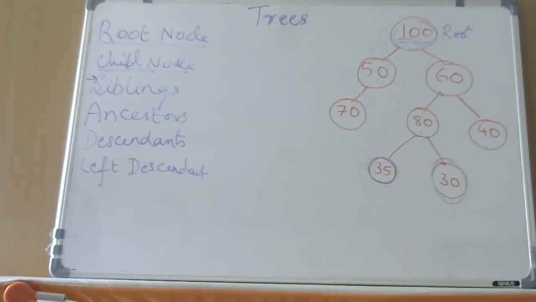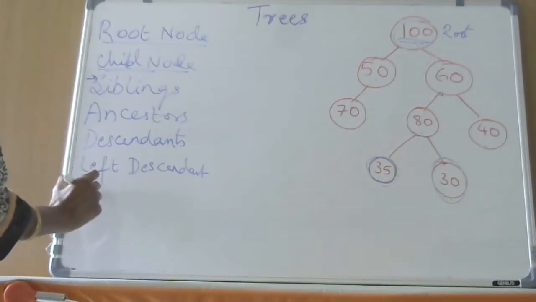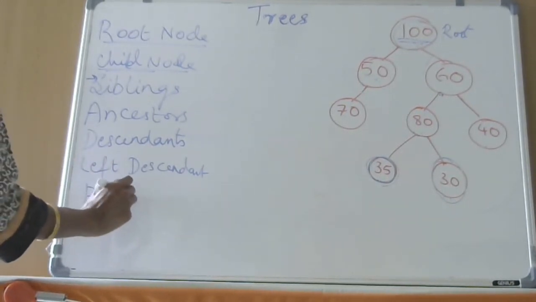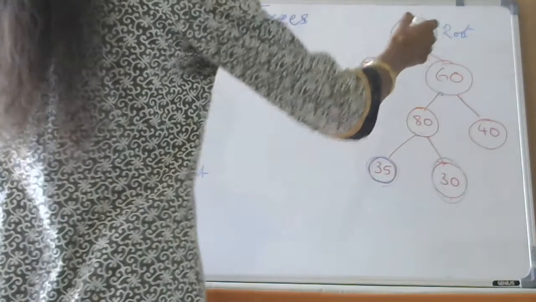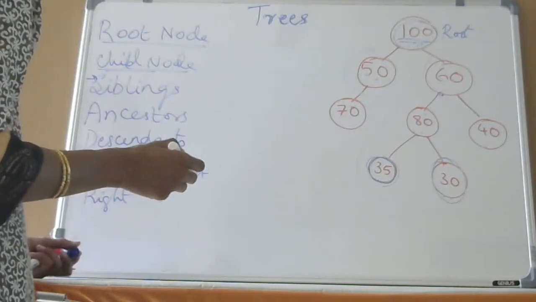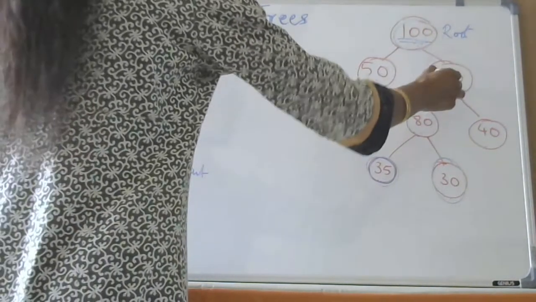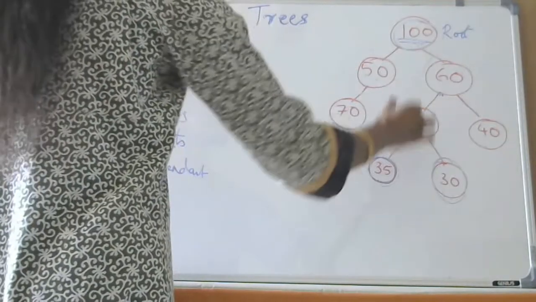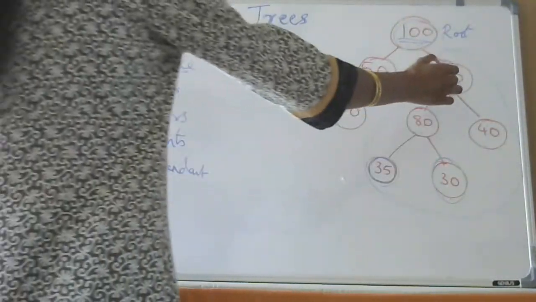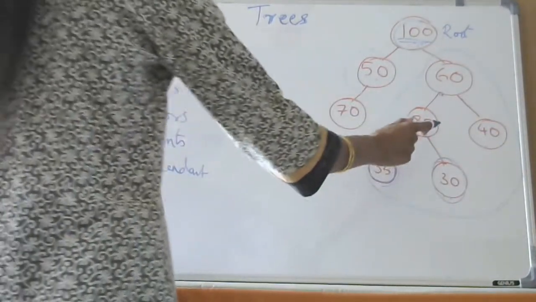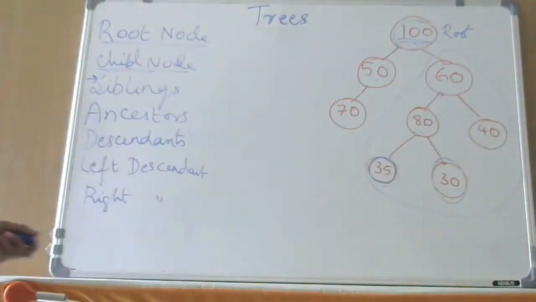Next, what do you expect? Right descendants. The nodes that lie towards the right subtree of node X are called right descendants. For example, the right descendants of 100 are 60, 80, 40, 35, 30. This whole thing becomes the right descendant of 100. The right descendant of 60 is 40. The right descendant of 80 is 30. Like that.